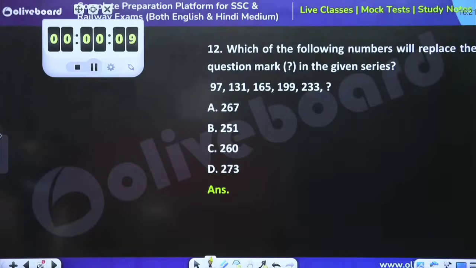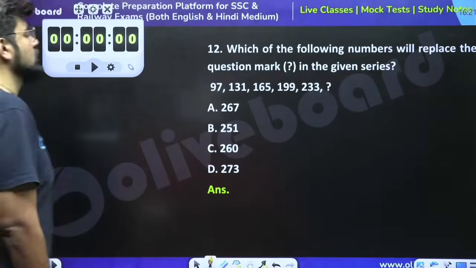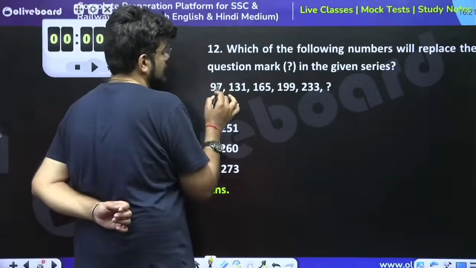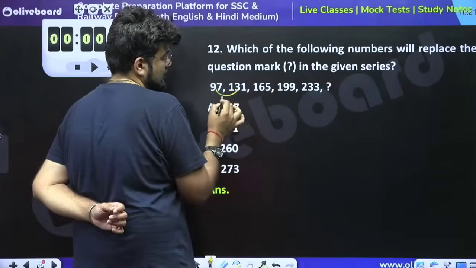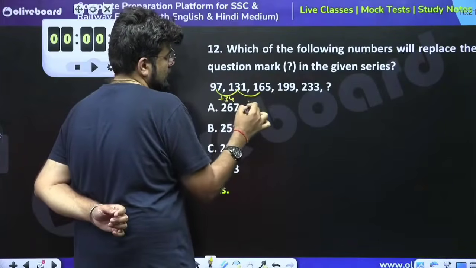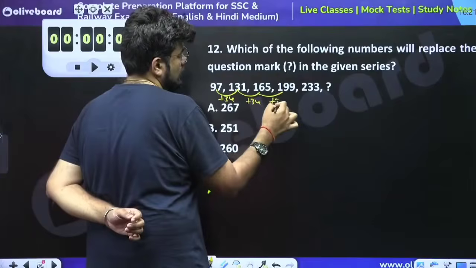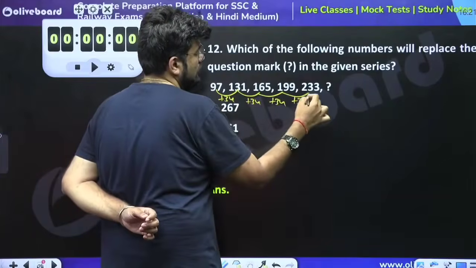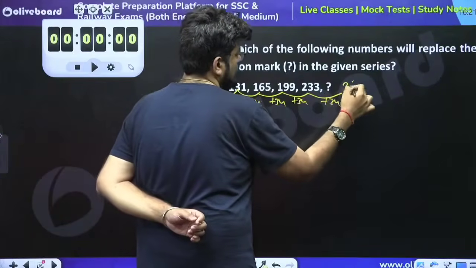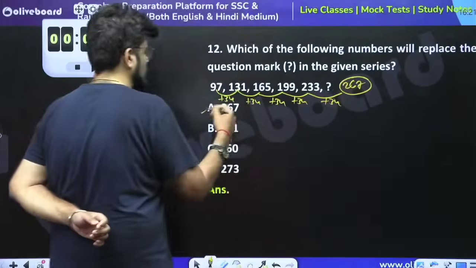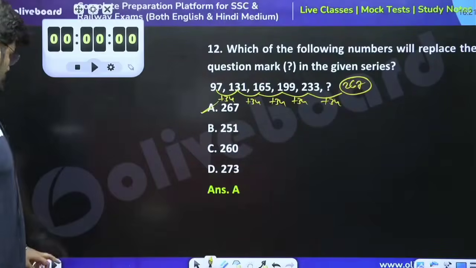Correct. Good, good, good, good. Divya, Chinmay, Amit, Argamita, Rajkamal, Srikar. Everybody is right. Good job. Very easy question. Arithmetic progression based. If you just take the difference, it is plus 34, plus 34, plus 34, plus 34, plus 34. So we have 267 as the correct answer. Next.